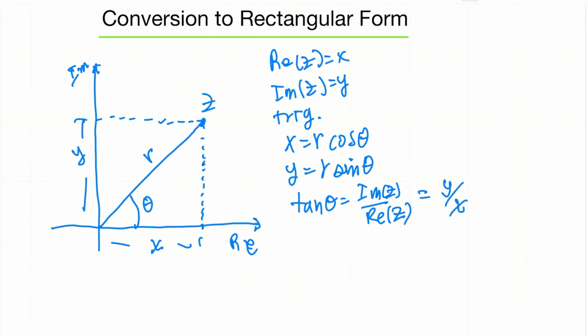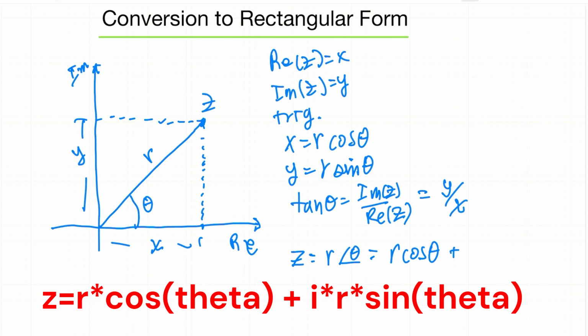So what we can say is that z, which is equal to r at angle theta in the polar form, is just going to be r cosine theta, that's the real part, plus i r sine theta. So we've basically now just taken this polar form over here, and this is going to be our conversion down here between the two systems.